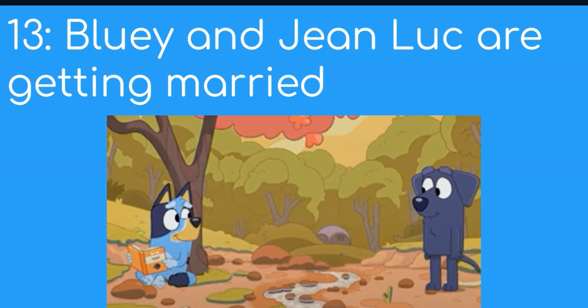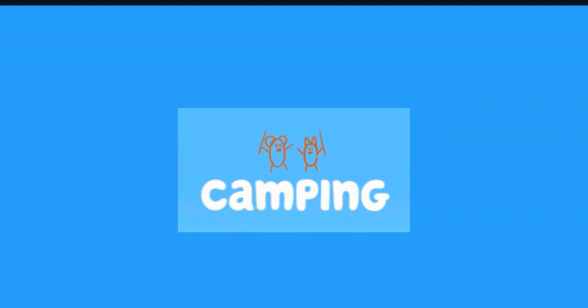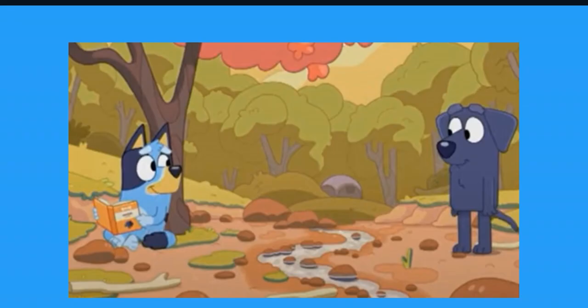13. Louis and Jean-Luc are getting married. Well, you heard me talk about Mackenzie just now. So why would I be talking about Jean-Luc now? Well, there's 2 people that people think that Bluey is going to get married to, and mostly Mackenzie, but let's explain Jean-Luc. So if you watch the episode Camping, you'll see that Bluey meets again with Jean-Luc, which is pretty crazy if you ask me.